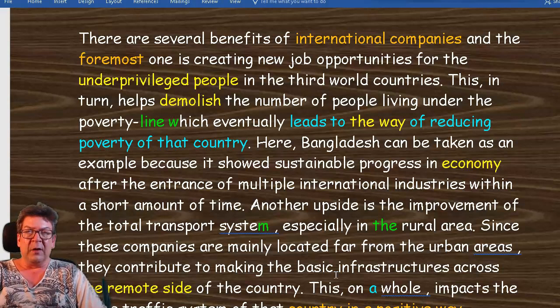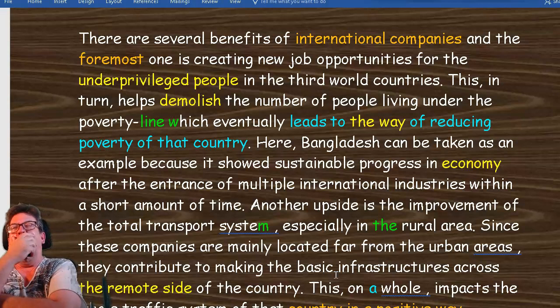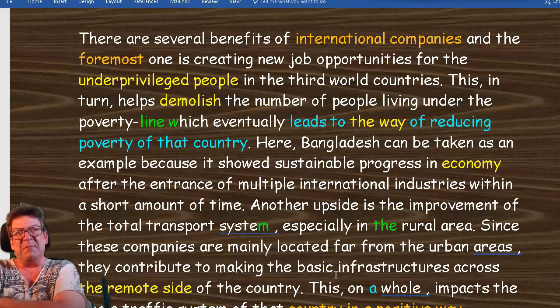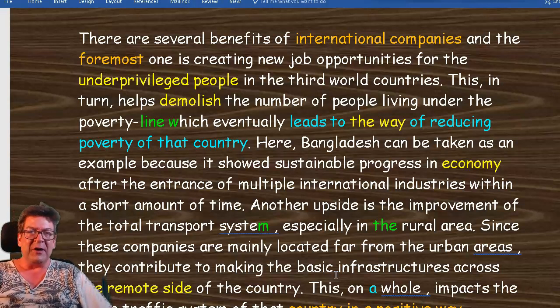This, in turn, helps demolish. No, you don't want to use demolish with. It helps to demolish the number of people under the poverty line. We don't use demolish in place of verbs that we use to talk about abstract things like poverty. And it reads like, because it's such a negative verb, demolish means to tear down. To demolish the people living under the poverty line? God, haven't they had it hard enough already? You've got to demolish them?